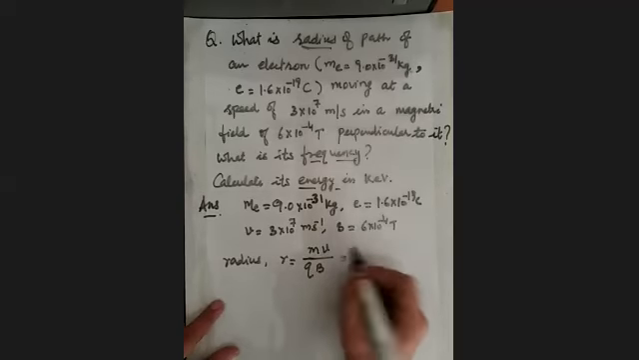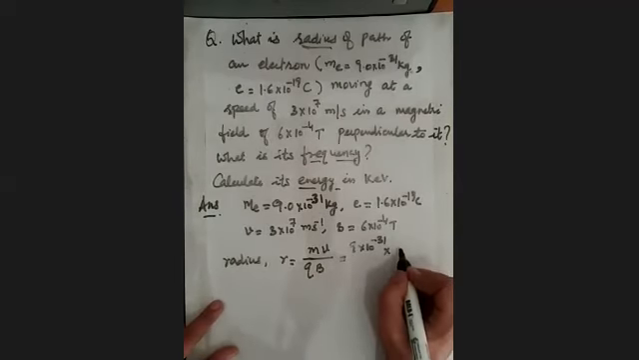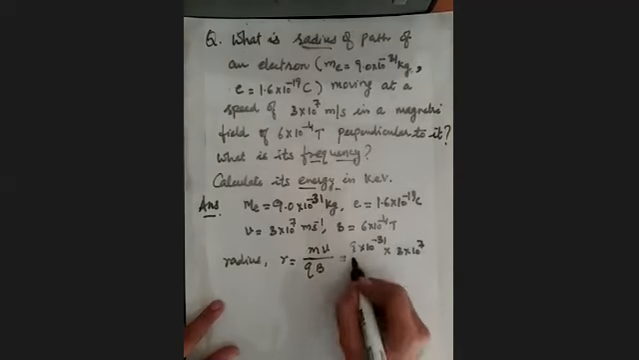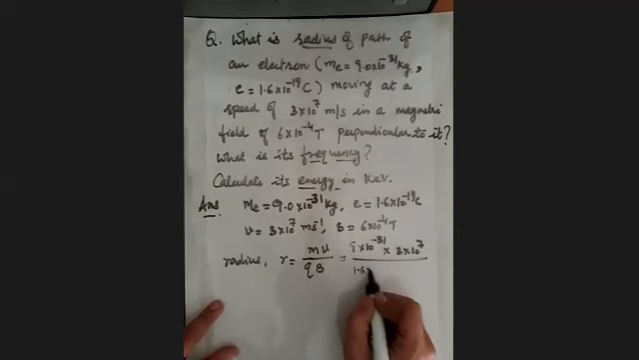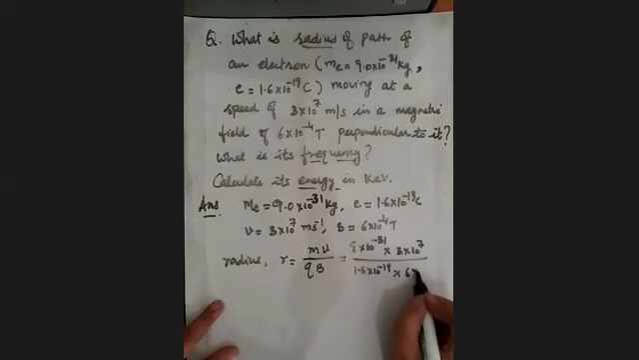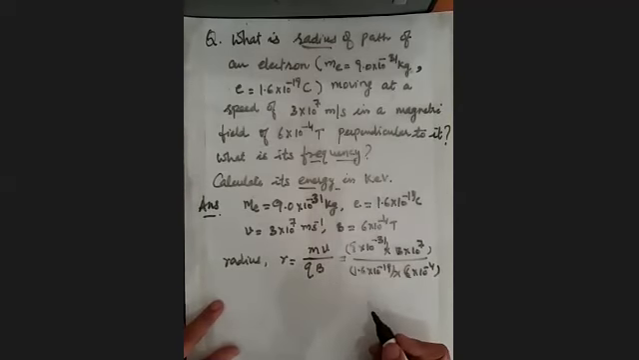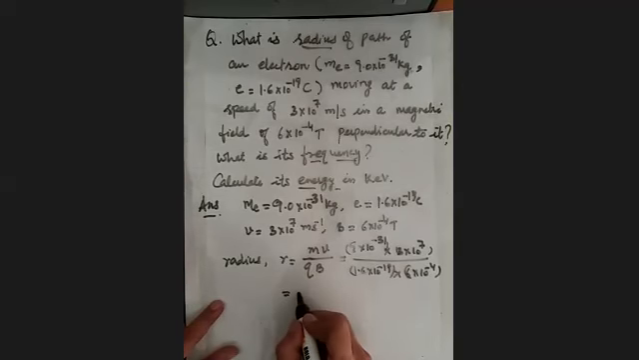So just put the values. Mass 9 × 10^-31, velocity 3 × 10^7, and 1.6 × 10^-19 multiplied by 6 × 10^-4. All these are given in SI units, so no problem, we don't have to convert. If you calculate, you get the value 0.28 meter.